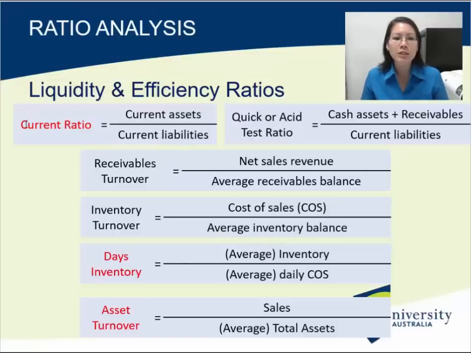So first of all, liquidity. Current ratio tests liquidity, and it simply compares current assets to current liabilities. For every dollar of current liabilities, how many dollars of assets do we have to pay? At least you'd want to see 1-to-1 with current ratio. If you've got $1 of liabilities to pay, you want to at least have $1 of current assets to pay that with.